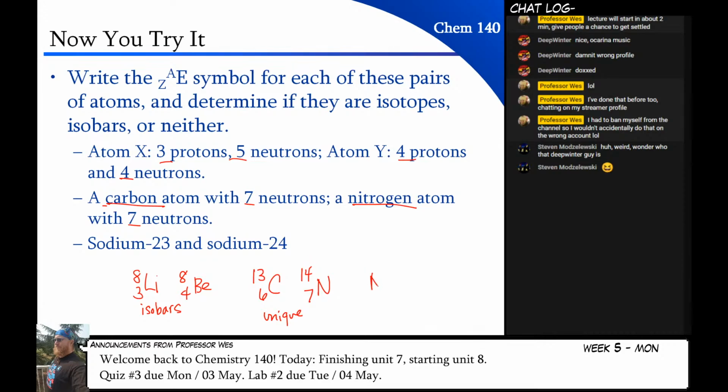And then sodium-23, so that's 23. Sodium is 11, so we'll do that. And then sodium-24, these are isotopes. There you go. Those are the distinctions that you've got to know: isobar, isotope, and unique. Obviously, most combinations will be unique, but we can cherry-pick a few that are isotopes or isobars.